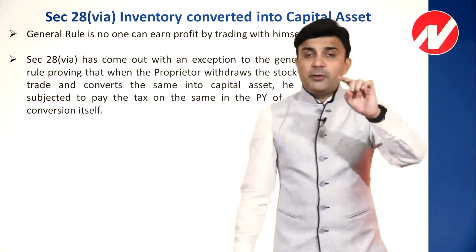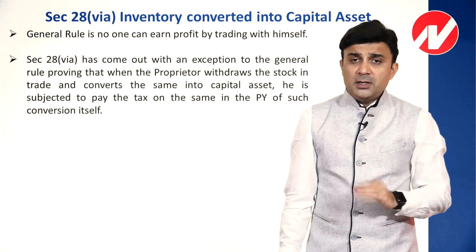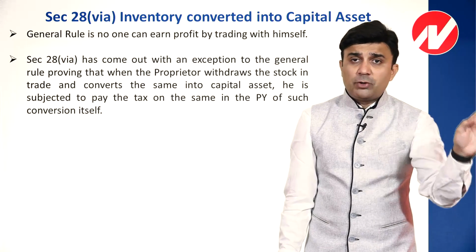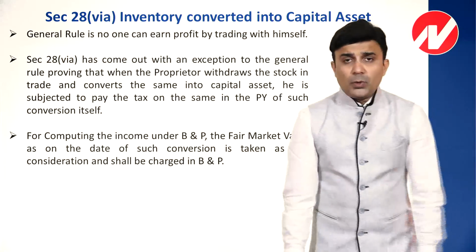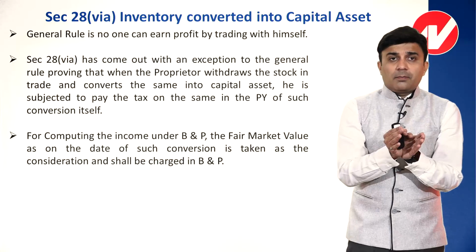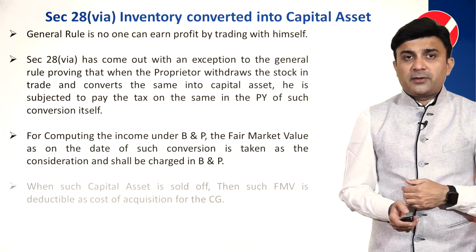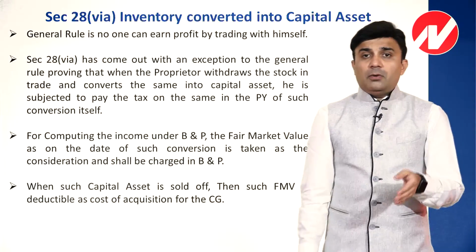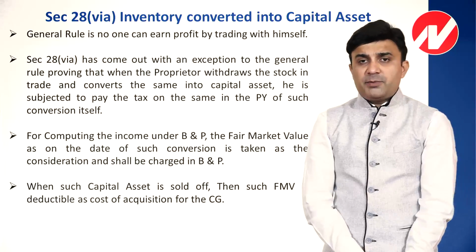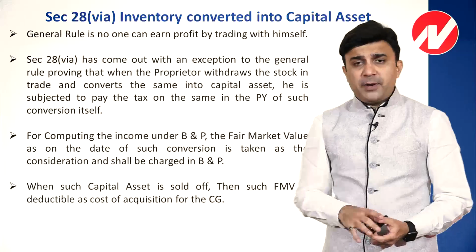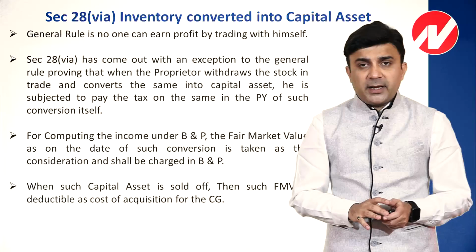In 45(2), when you convert capital asset into stock in trade, you pay the tax in the year in which the asset is sold off. Here it is not. Here it would be taxable in the year in which conversion has taken place. And while computing the income under the head business profession, the fair market value is taken, as I have spoken earlier. Now, when you have converted your stock into the capital asset, you already paid the tax under the head business. When you sell off this capital asset, your cost will be the fair market value on the date of conversion. So there won't be any double taxation.